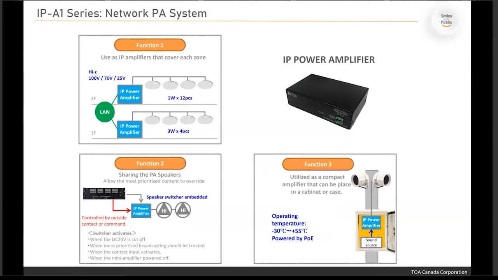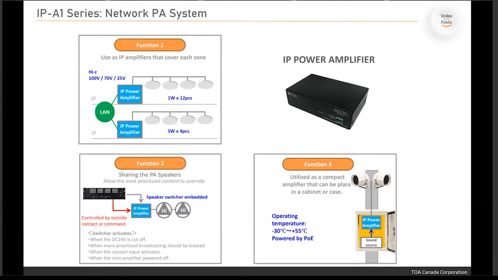In case the power goes off, then the IP power amplifier will immediately switch to the main amplifier. In case there's a higher priority signal that should be treated. Or in case the contact input gets enabled, which is coming from the main amplifier, or even if the IP power amplifier is turned off.